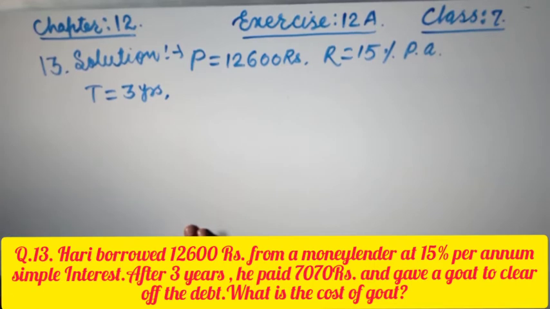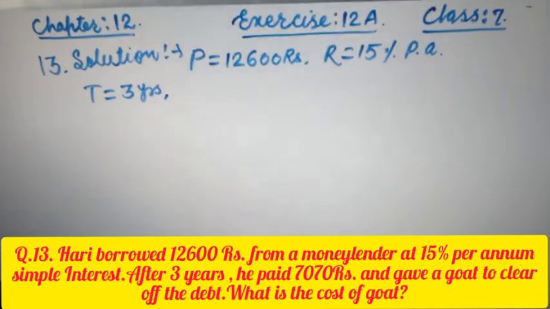Actually friends, one thing is, because the person is Hari, Hari had no such money that he could pay the initial money as well as the interest. So this is why Hari paid the 7,070 rupees and Hari had a goat, okay. So Hari gave his goat to the money lender because Hari had no such money. Okay friends, so we have to find the cost of the goat. We have to find here the cost of the goat.